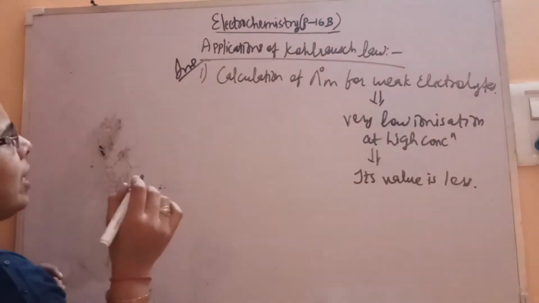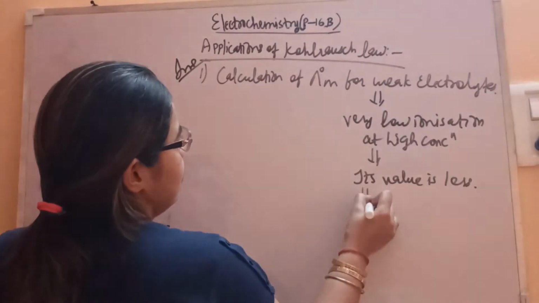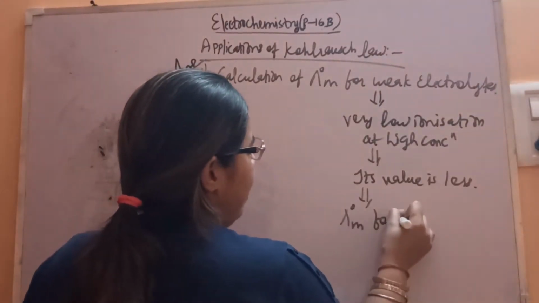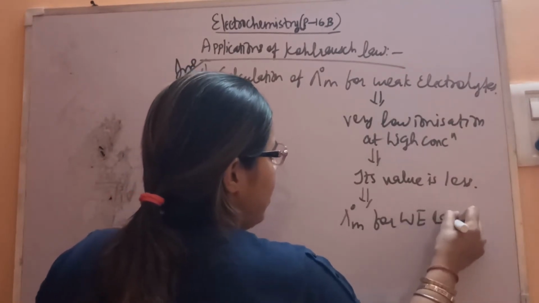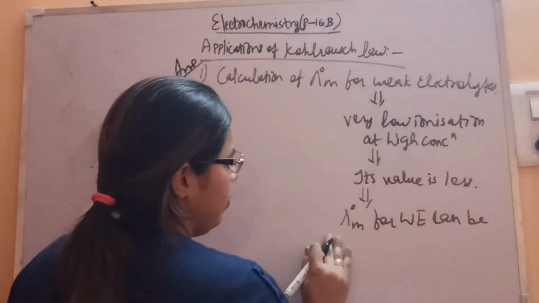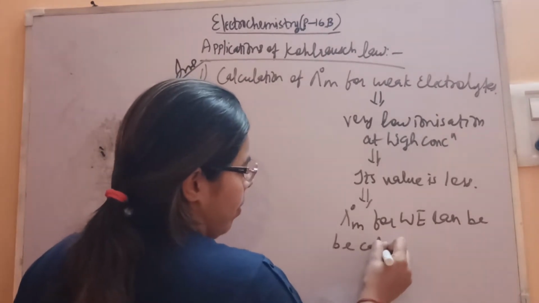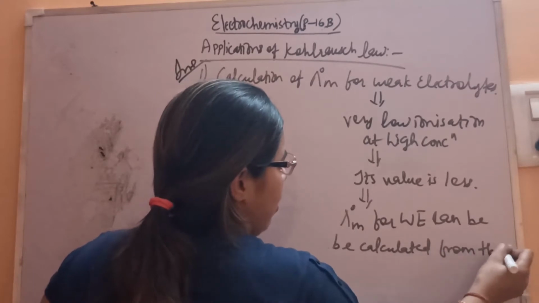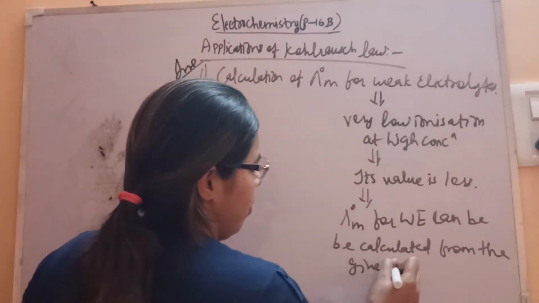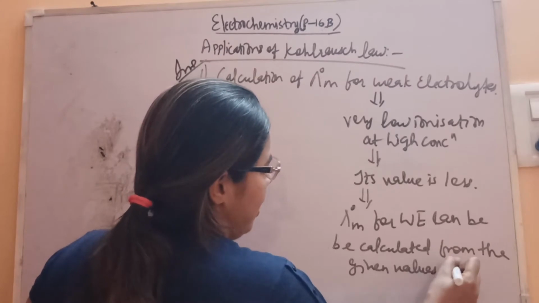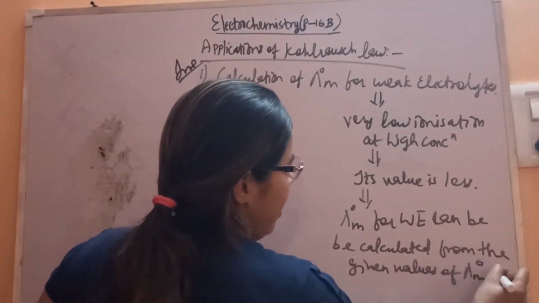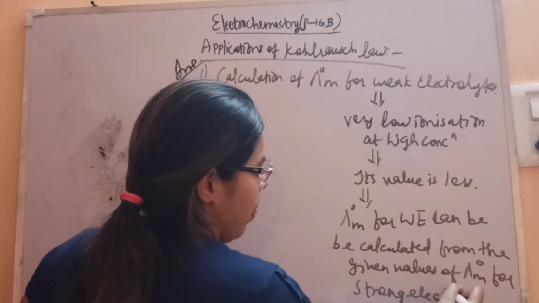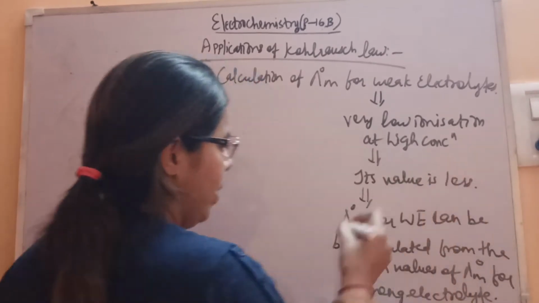So the value for a weak electrolyte can be calculated from the given values of molar conductivity at infinite dilution for strong electrolytes. So let's see how we will calculate.